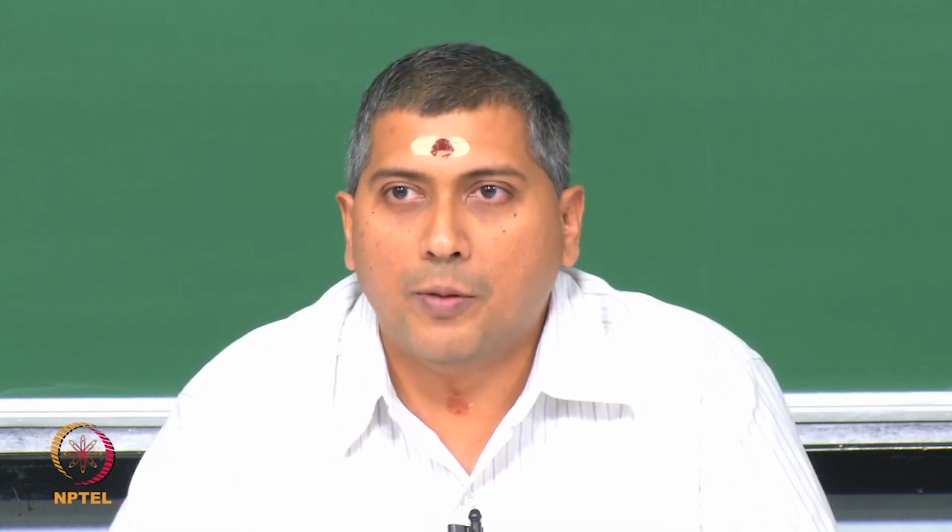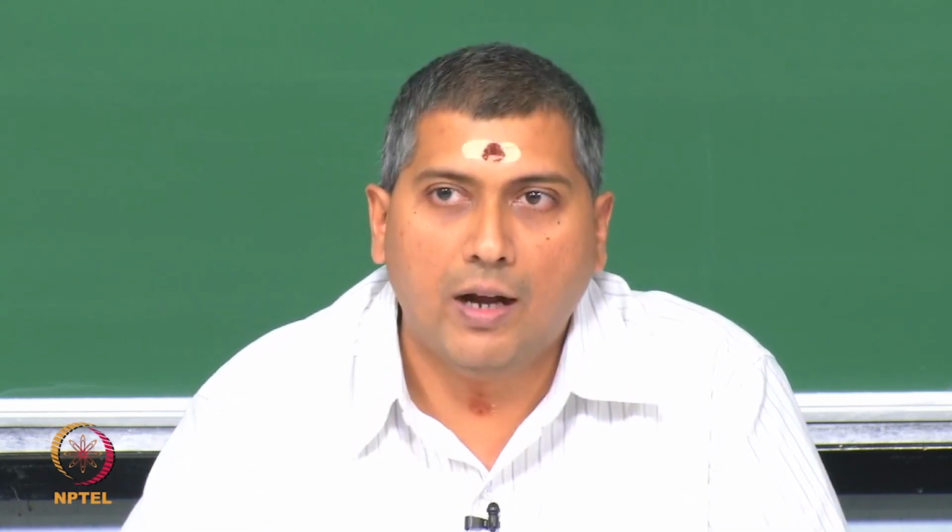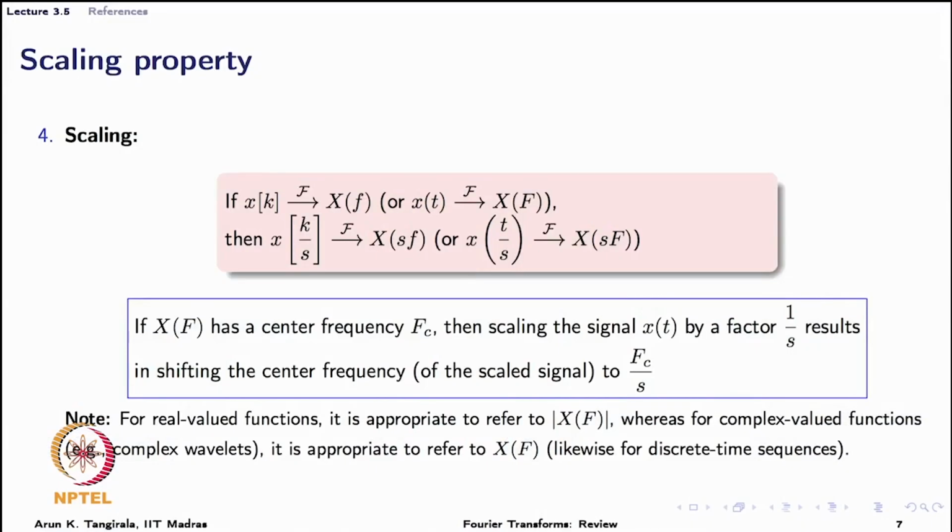Okay. Now, coming to one of the most interesting properties to us, particularly in the context of wavelet transforms, is the scaling property. This is a property that needs to be understood well. So, we shall spend a few more minutes than we spent on the other couple of properties. So, what this result says is, if I have a signal whose Fourier transform is X of f, then the Fourier transform of the scaled signal, what we mean by scaling is, if I have x of t, then the scaled version is x of t by s, as you can see here.